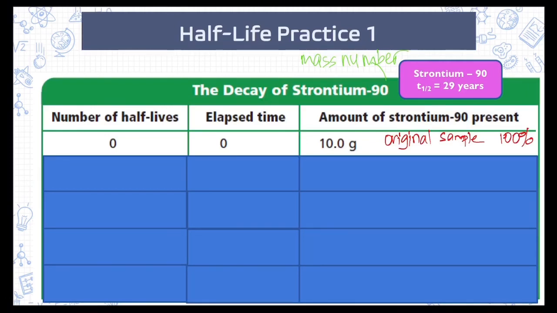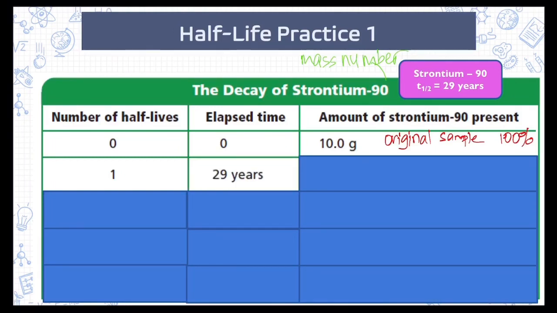Okay, after 1 half-life has passed, how much time has elapsed? 1 half-life. Hopefully you can tell that it's 29 years because 29 years is the amount of time of 1 half-life. So after 29 years, we will have half of the original sample. So what's half of 10 grams? 10 grams divided by 2.